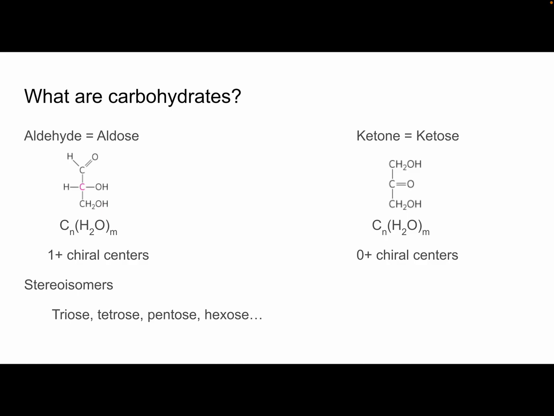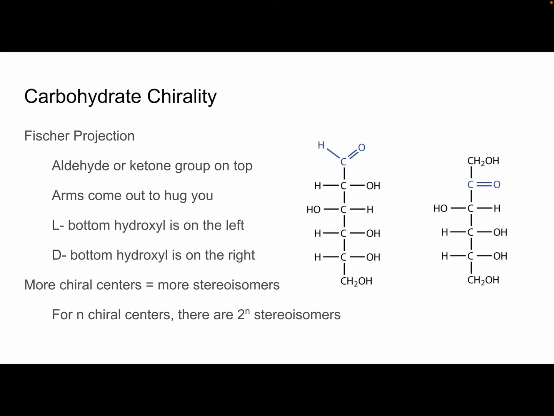We also have these terms called triose, tetrose, pentose, hexose. This is telling you how many carbons you have. So a triose is going to have 3 carbons, a tetrose will have 4 carbons, pentose 5 carbons, hexose 6 carbons, and we have these grouped as stereoisomers. For more information on that, you really need to go to the long video. And here, that's kind of about all I really want to cover.